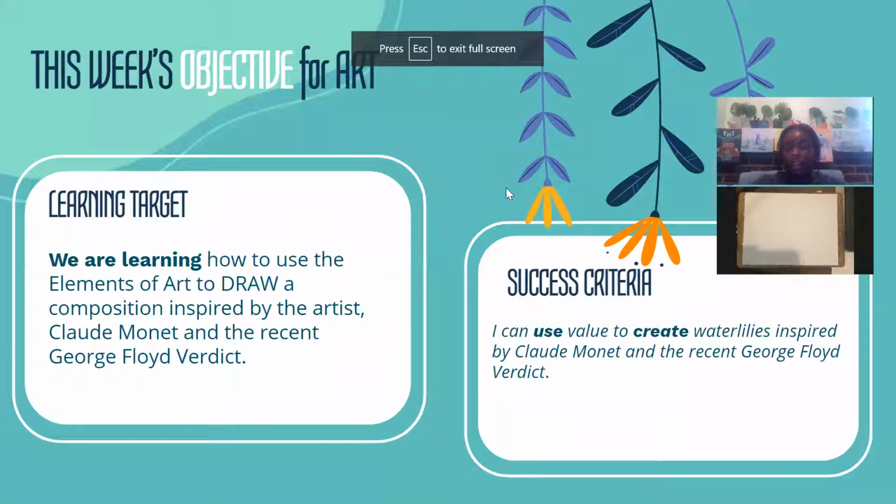So last week, we learned about translucent colors, right? So this week we're going to continue with our objective. Our learning objective is that we are learning how to use elements of art to draw a composition inspired by the artist Claude Monet and the recent George Floyd case. And we will reach our success criteria when we can use value to create water lilies inspired by Claude Monet and the recent George Floyd verdict.